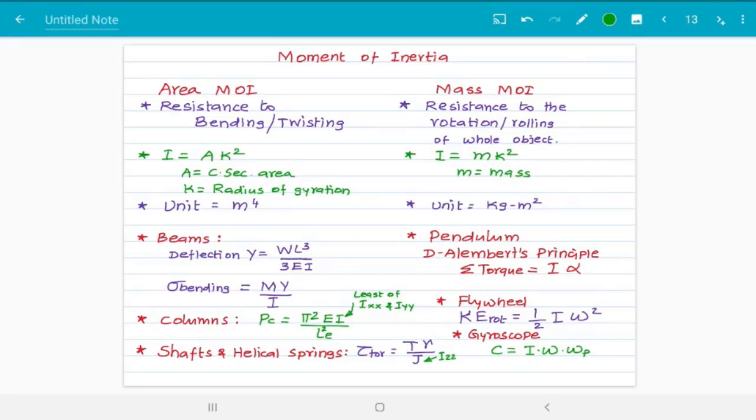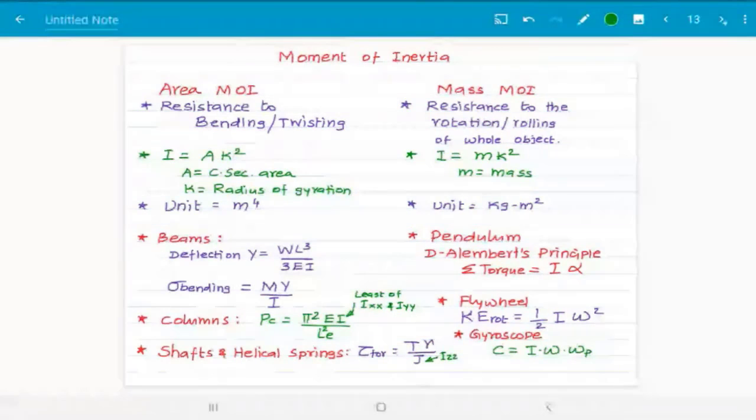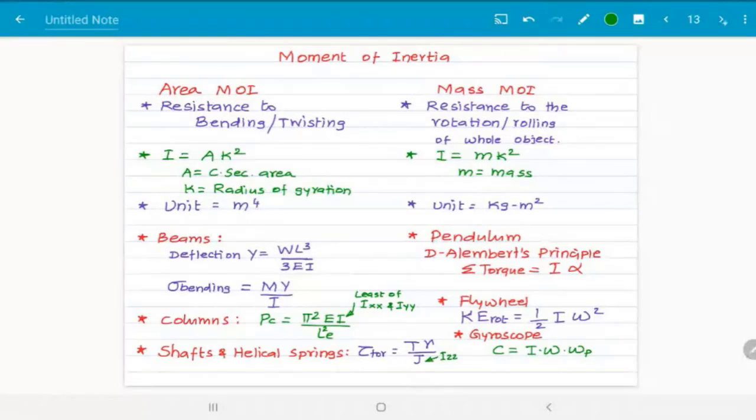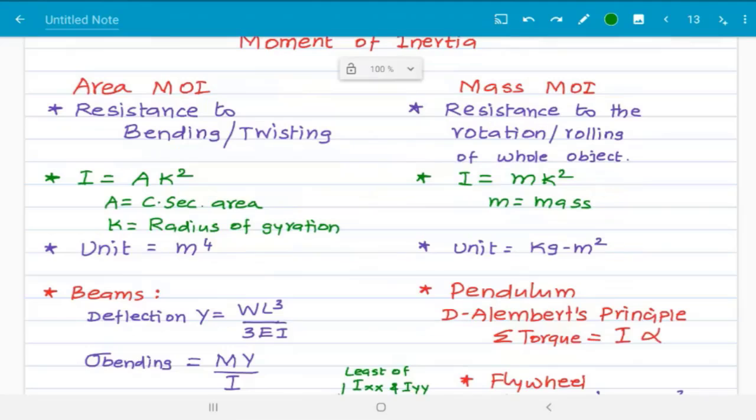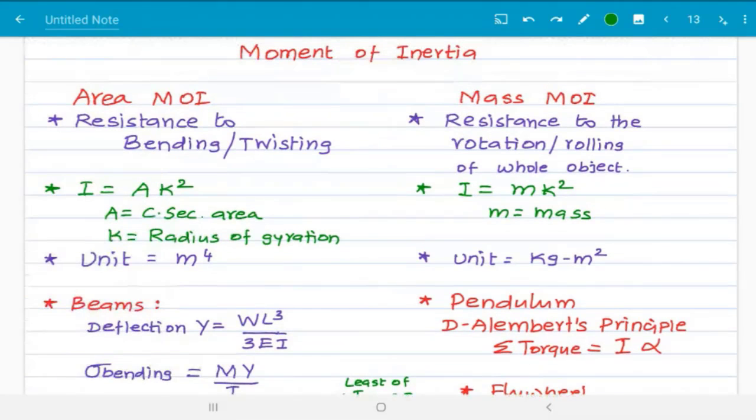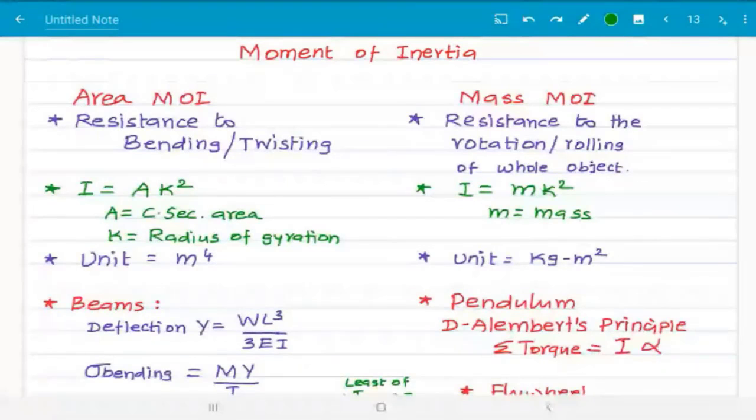Okay. So this is about moment of inertia. So hereafter, whenever you hear the word I, you should be very clear about area or mass. Depending upon the applications, you can tell. Resistance to change in state. That's all. Moment of inertia is resistance to change in state. That's all.